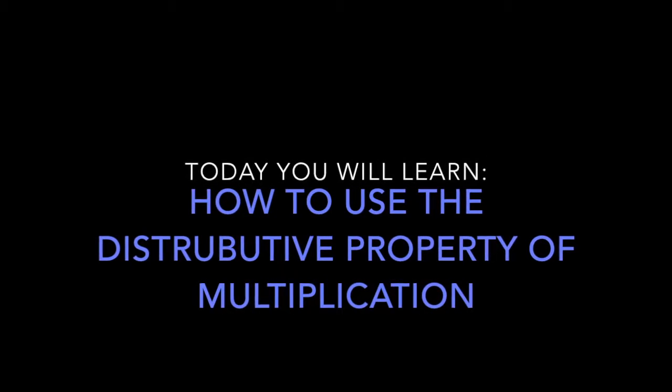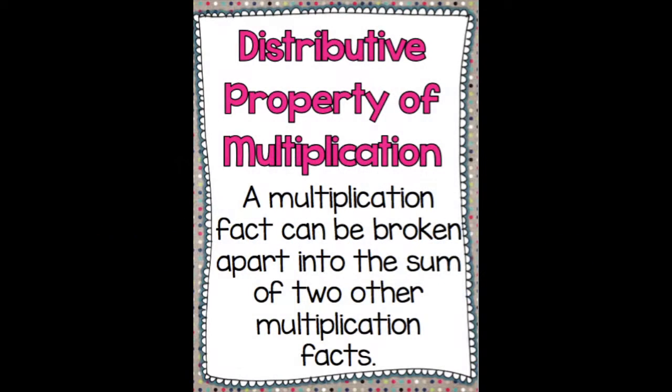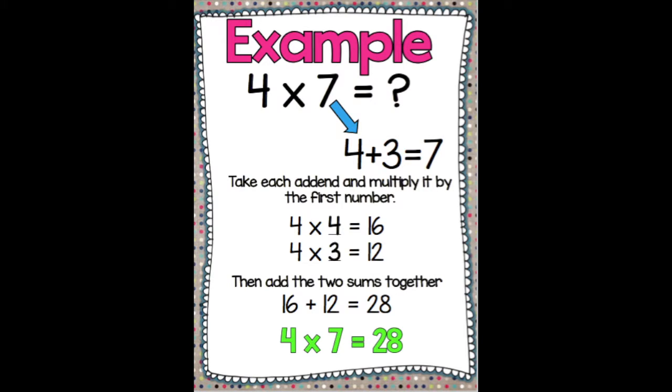Today you will learn how to use the distributive property of multiplication. The distributive property of multiplication is when a multiplication fact can be broken apart into the sum of two other multiplication facts. Let's take a look at an example.